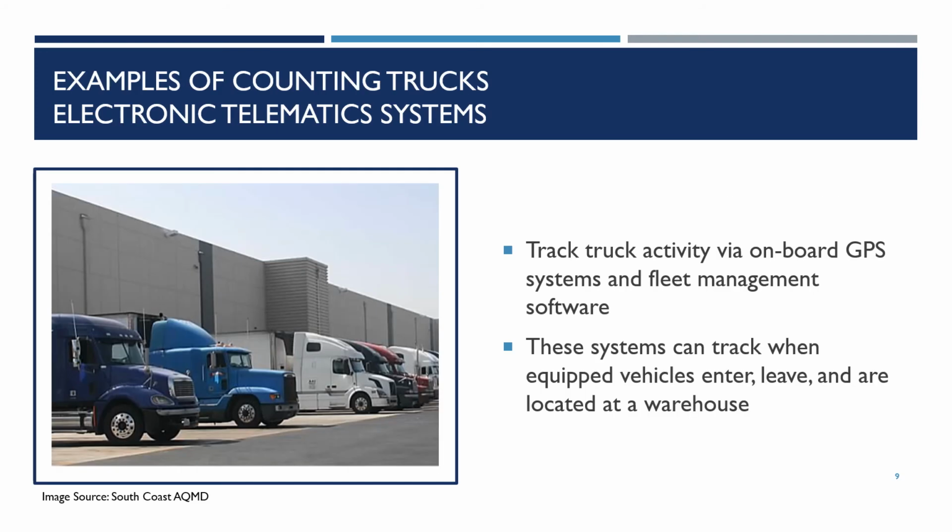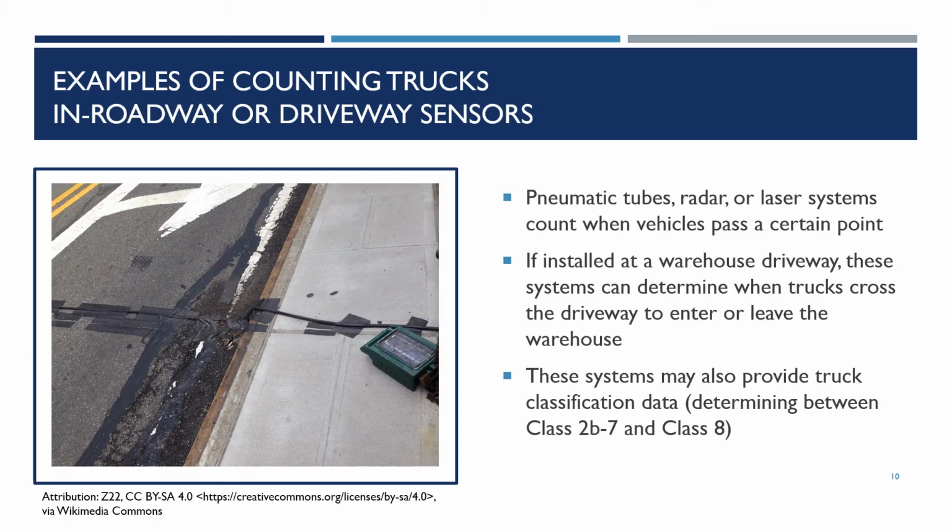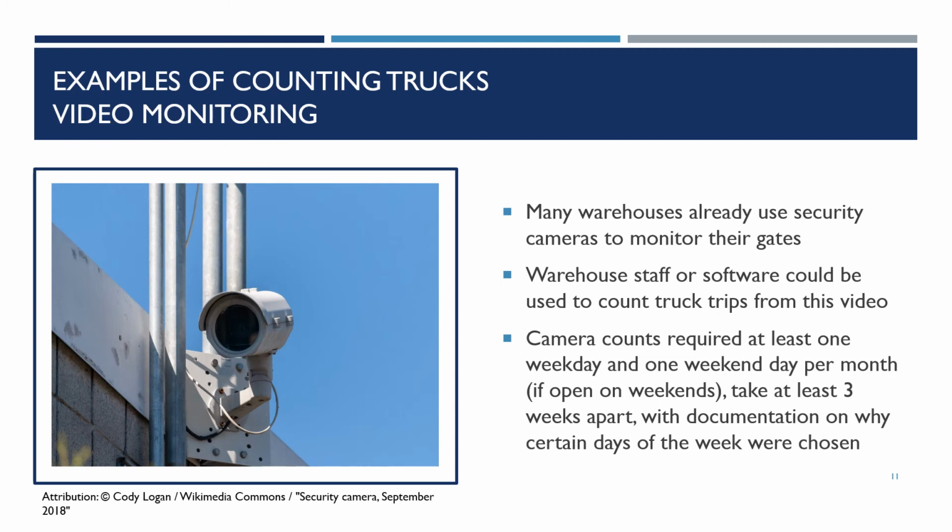One method of counting truck trips is using an electronic telematic system or onboard GPS system in a truck to track when a particular truck enters or leaves a warehouse. In-roadway or driveway sensors are another option, which count when a truck passes a certain point, such as a warehouse driveway. Video monitoring may be convenient for warehouse operators, particularly at warehouses that already use security cameras to monitor their gates. Representative peak period sampling may be useful specifically for this method, as described here.